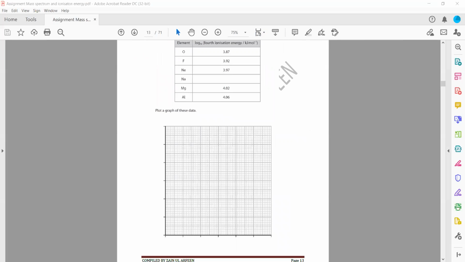So how will we plot a graph using these values? We will first select a scale for the graph. You can see the minimum value is 3.87 and the maximum value is 4.